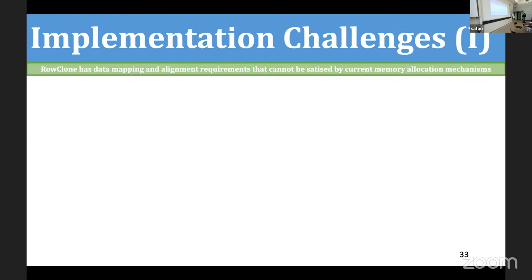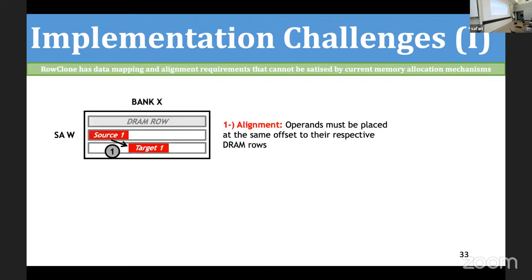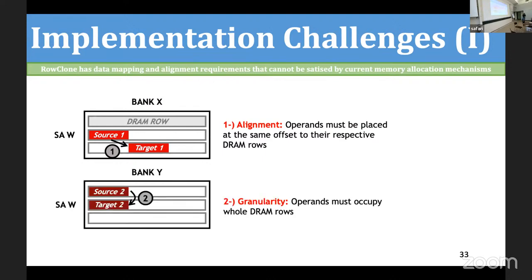So, basically, for integrating workloads, the workload has data mapping and alignment requirements that cannot be satisfied by the current memory allocation mechanism. And the first requirement is alignment. So basically, the operands must be placed at the same offset. And this is because they need to share the same sense amplifier, else you cannot copy the source to the target.